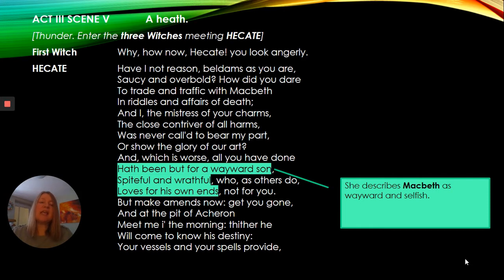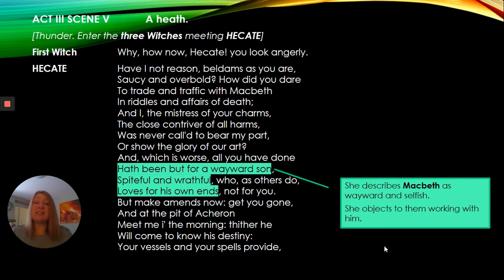So she says that he's wayward, he sort of willfully does his own thing. And look at the other adjectives that are used. He's spiteful and wrathful. He's an angry man, motivated by anger and revenge, and he loves for his own ends. So she objects to them working with him at all because he just is a really bad character.